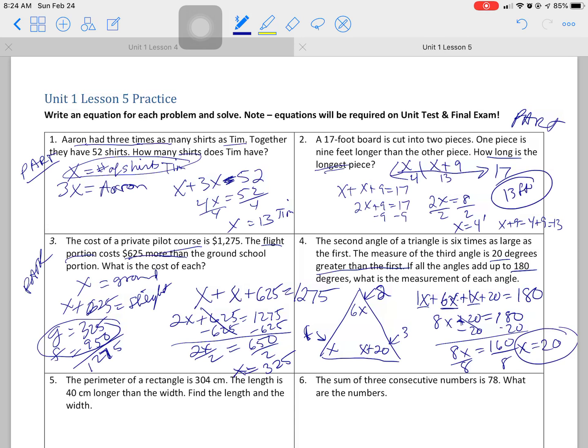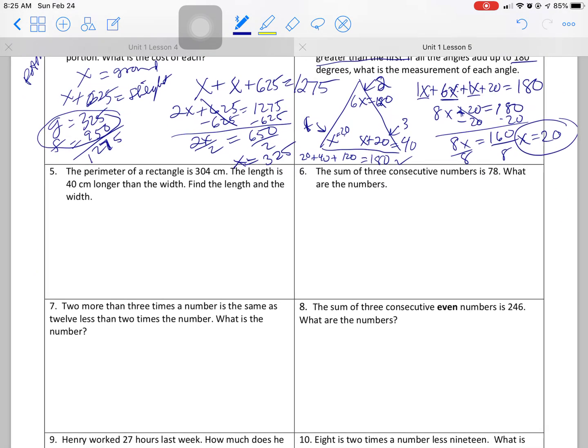What is the measurement of each angle? Okay, so this one is 20. This one is 6 times 20. That's not 180. 6 times 20 is 120. And this is 20 plus, this one's 40. So just to be really clear, 20 plus 40 plus 120, that is 60, and 20 is 80, that's 180. Okay, so we're good. So the final answer would be 20, 40, and 120. Okay, because it wants to know all of them.